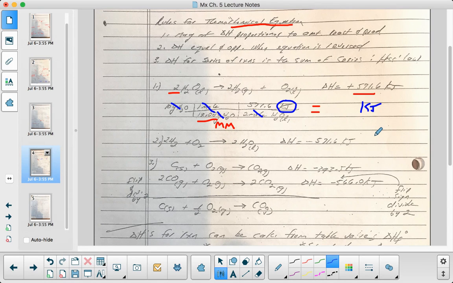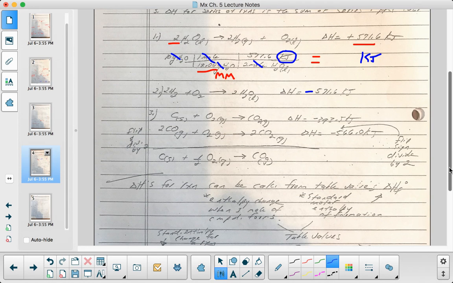Okay, so then the second rule: delta H is equal and opposite when the equation is reversed. So if I take this equation that's given here and I reverse it, then look what happens to the delta H. It becomes a negative 571.6. And that's always true for the delta H when you reverse the direction of the equation.